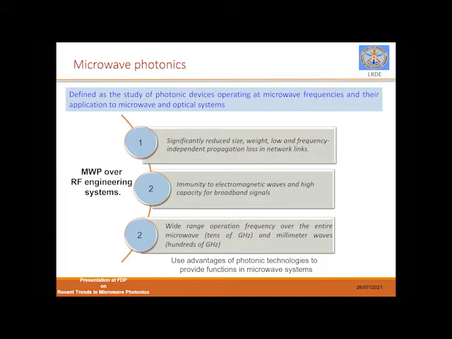So what I wanted to tell you is, here it is the same component. So it becomes a frequency independent architecture for a particular system design. And it is immune to electromagnetic waves and has high capacity for broadband signals. It has a wide range of frequency, not limited only to the microwave tens of gigahertz. It can also go beyond microwave frequencies with the same architecture, and we can generate even millimeter wave solutions also. So basically, we are trying to use the advantages of photonics to provide functions in microwave systems.